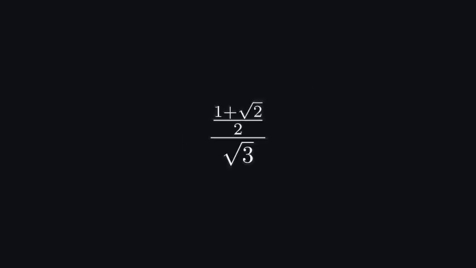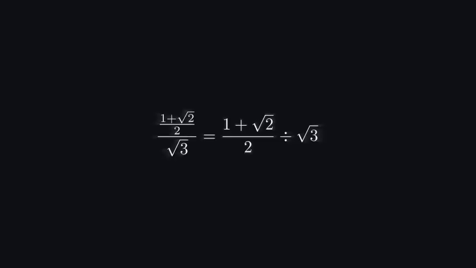So the whole expression becomes 1 plus the square root of 2 over 2, all over the square root of 3. This means 1 plus the square root of 2 over 2 divided by the square root of 3.